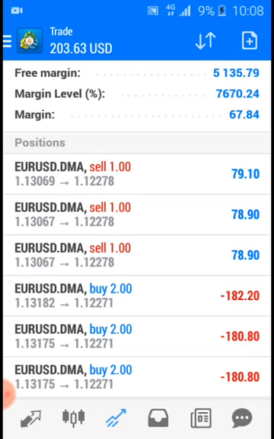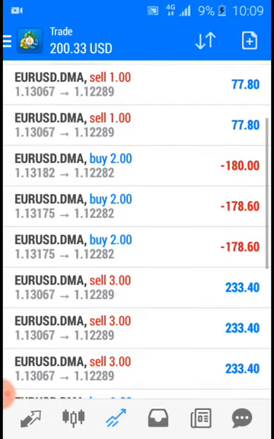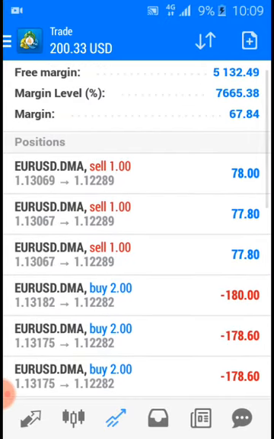Then therefore, what did I do when the market activated this protective trades and still did not continue with that direction? The moment it activated 2.00, I go back and set the pending order of 3.00, 3 trades.